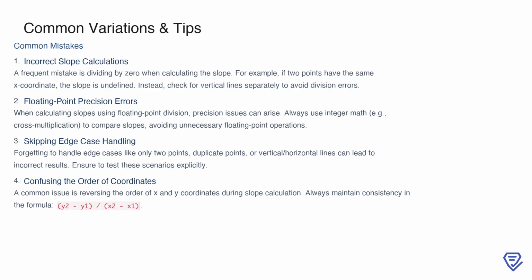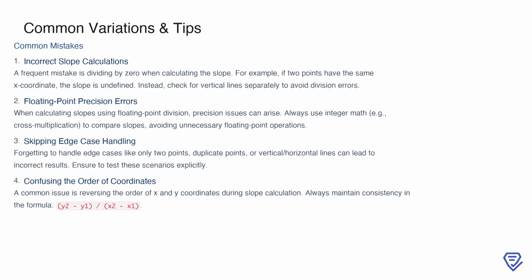First, incorrect slope calculations often arise when dividing by 0. For instance, if 2 points share the same x-coordinate, the slope becomes undefined. To handle this, it's essential to identify vertical lines separately and avoid direct division.